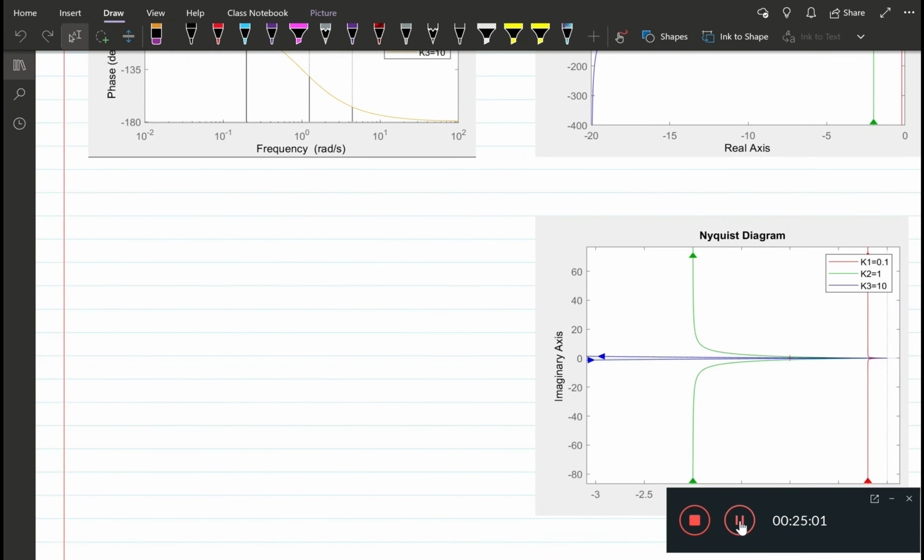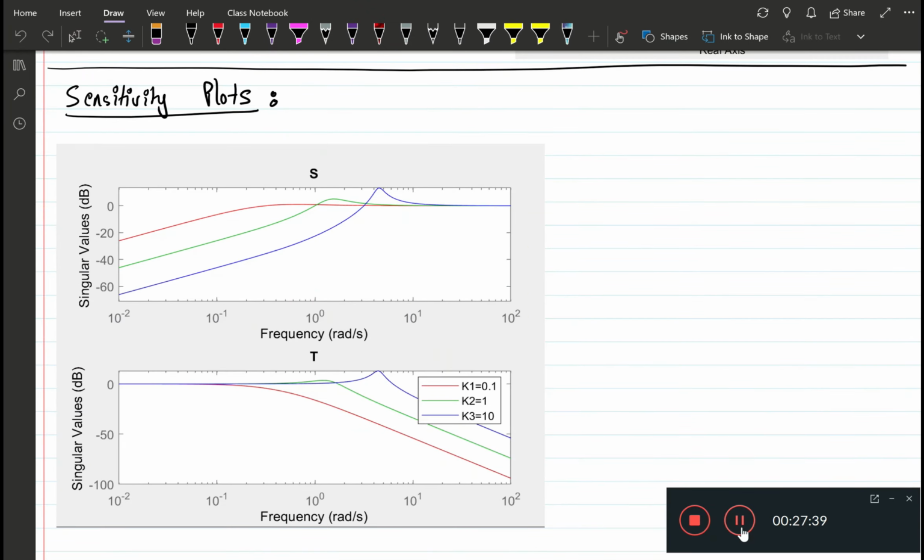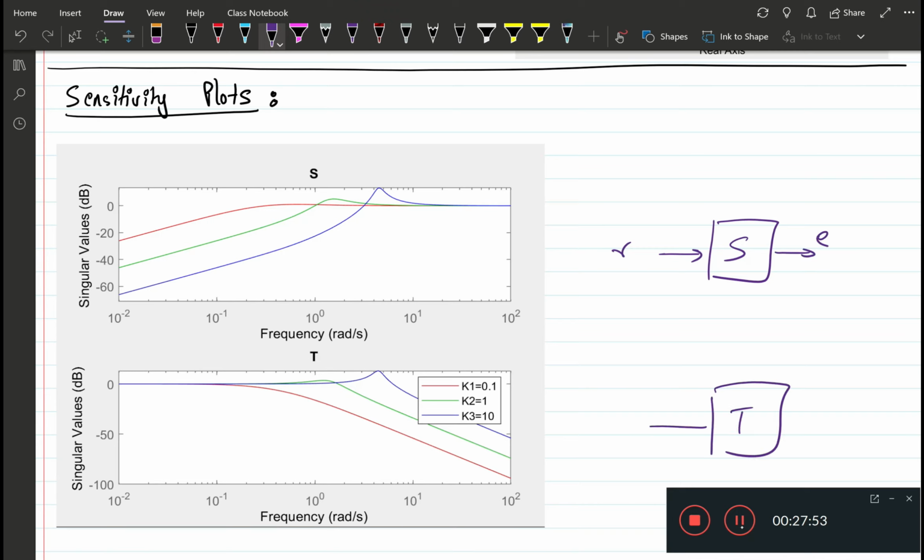Now let's finally plot the sensitivity plots for the three different values of k. So here are the sensitivity plots. Let's first quickly recall that the sensitivity S is the transfer function from R to E, and the complementary sensitivity T is the transfer function from R to Y. So let's make some observations here.